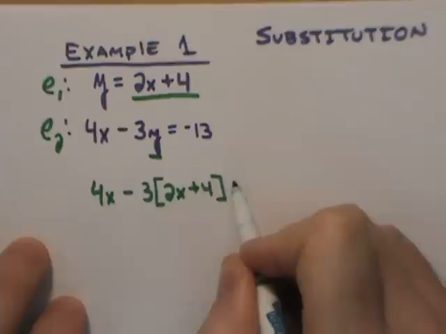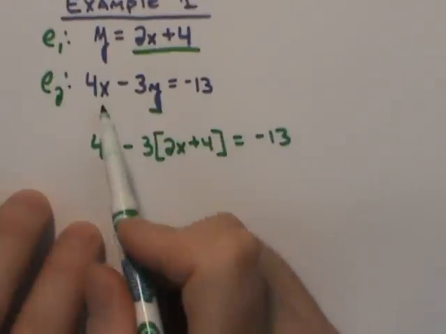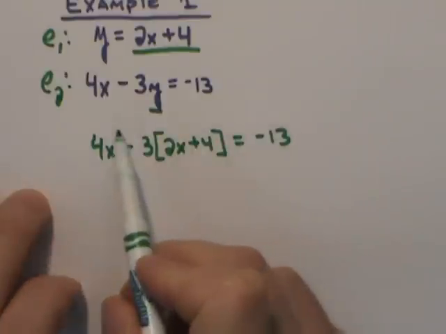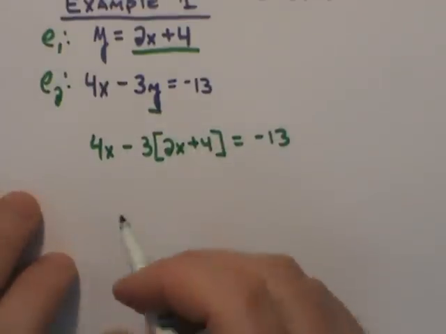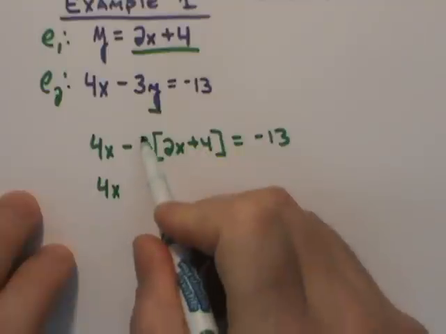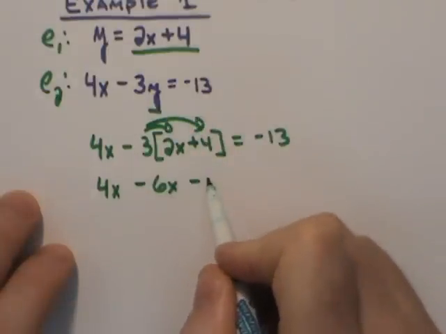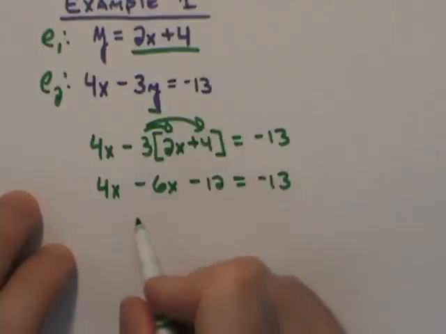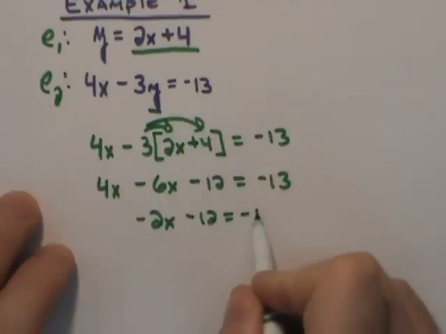As I replace it with 2x plus 4, notice what happens. This second equation, as I replaced the y value, ended up creating an equation that only had x's in it. Well, we've been solving those since day one, so this should be no trouble at all. I simplify this. I say 4x, I'm going to distribute, minus 6x minus 12 equals negative 13. Combine like terms: negative 2x minus 12 equals negative 13.